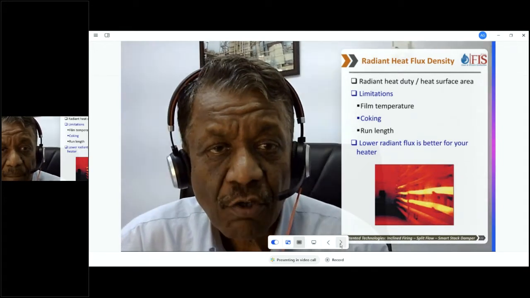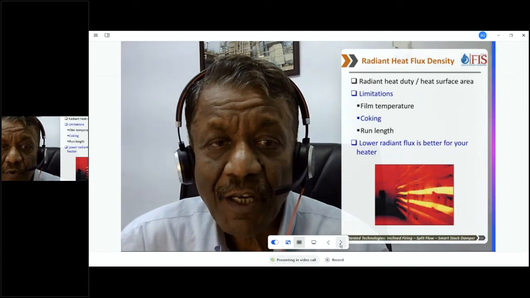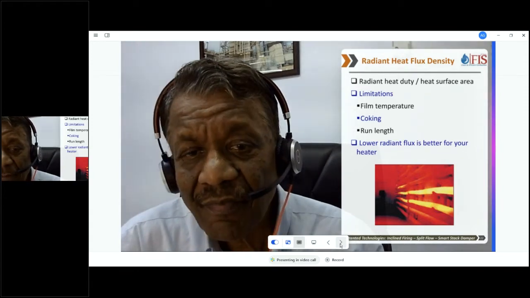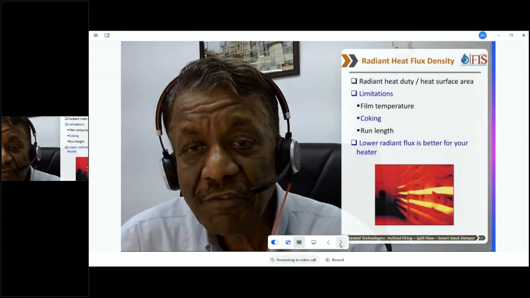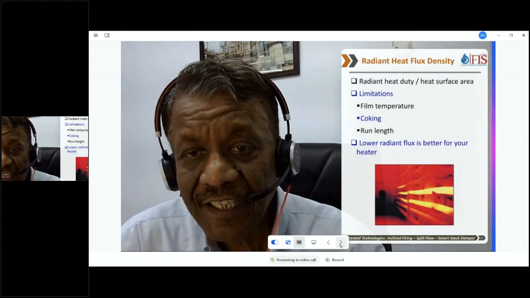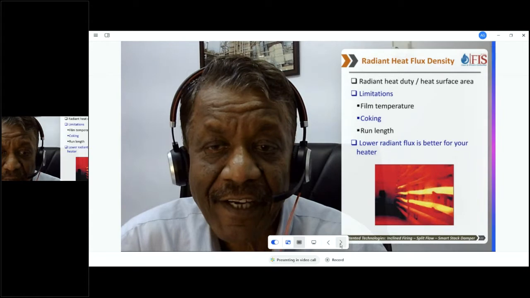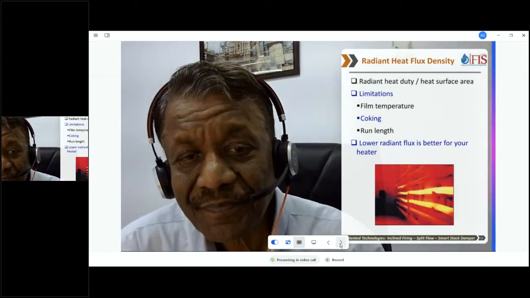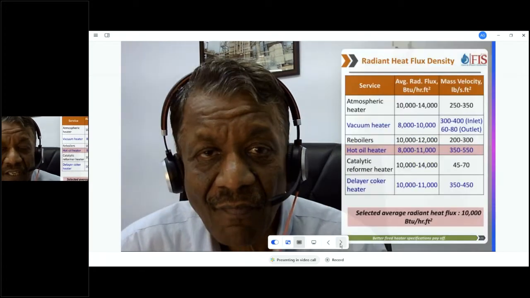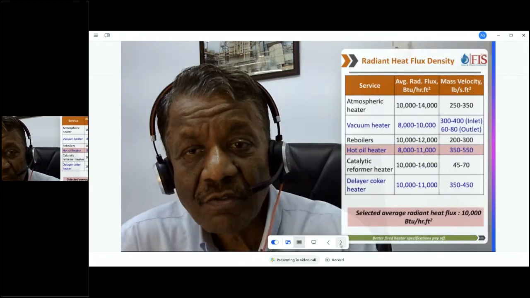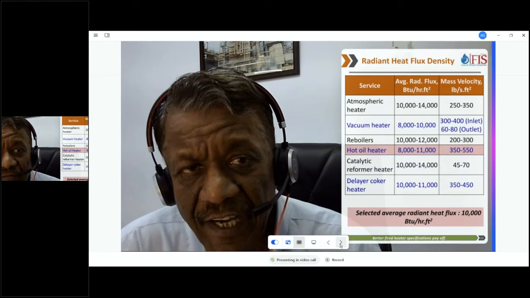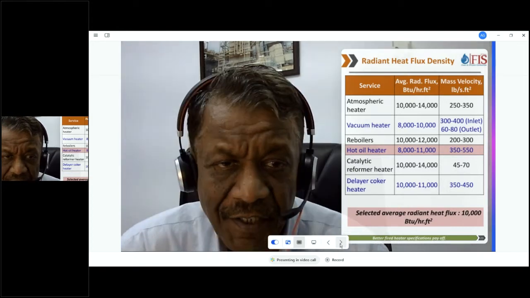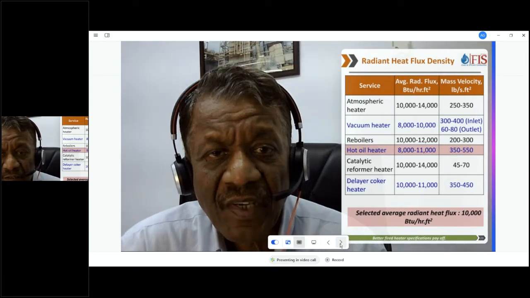So as a guideline, lower heat flux is better for your heater. But you also need to watch out that lower heat flux means bigger heater, more money. So there is always a balance between the two. This is a guide, an average guide for heat fluxes and mass velocity. And I have a thumb rule.